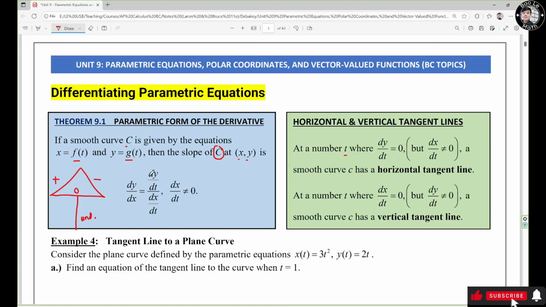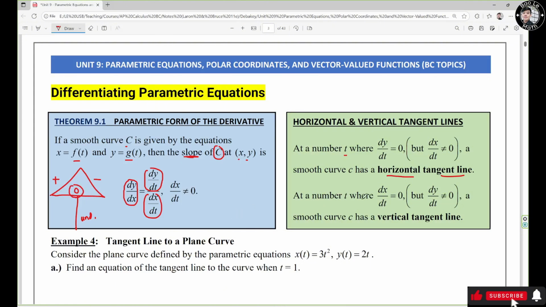Look at this one right here. If this equals 0 and this is not equal to 0, then dy/dx must be equal to 0. But dy/dx is the slope. So a smooth curve C has a horizontal tangent line, because dy/dx becomes 0. It could be right here, a horizontal line.